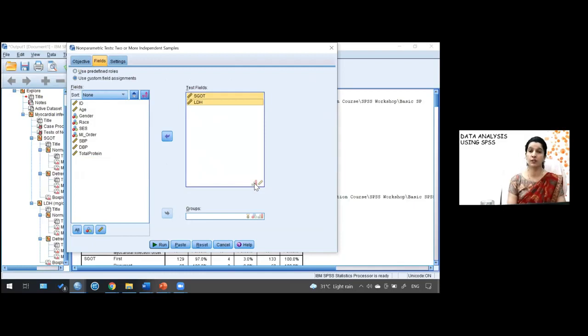I've told you that if the ordinal variable has more than 7 categories, then you can treat it as a continuous variable and you can apply the Mann-Whitney test. Similarly, the grouping variable here is the MI order, so I'll shift the MI order here. And then again, I'll come to the third option. That is the setting.